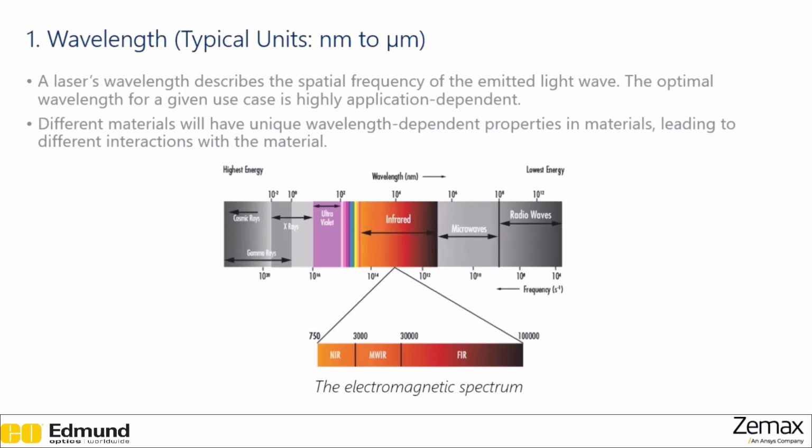Different materials will have different unique wavelength-dependent properties, so depending what laser you use, you're going to have different interactions with the materials. Part of what this leads to is needing specific optics for different types of lasers. So a mirror that reflects a UV laser will likely not be able to reflect an infrared laser as well.